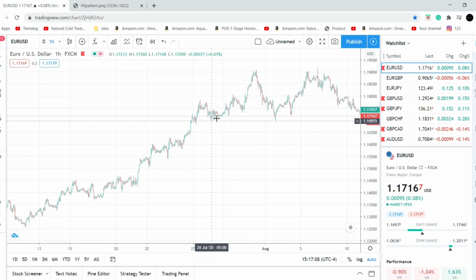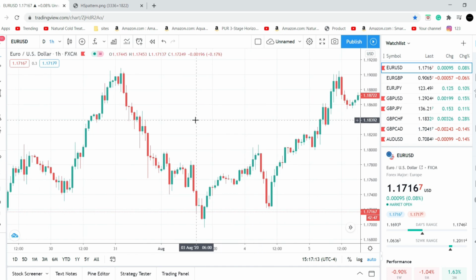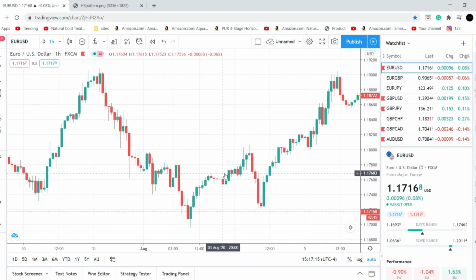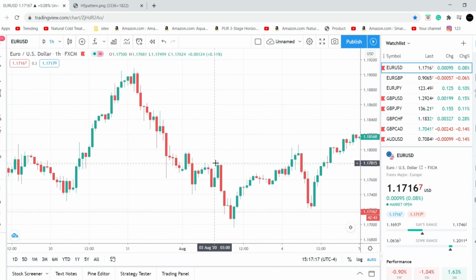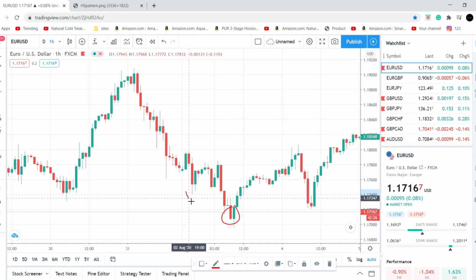Now, let me zoom in real quick and let me show you this nice inverse head and shoulders, okay? So what do we have here? We have the market going down, creating the head right here. We have the left shoulder right here. So let me draw that for you. We have the head, left shoulder right here, and we have the right shoulder right here, okay?